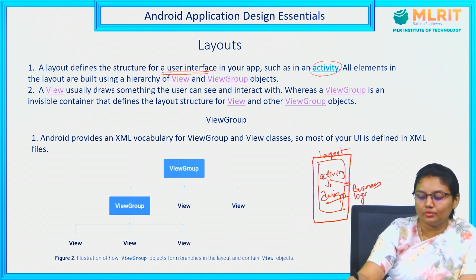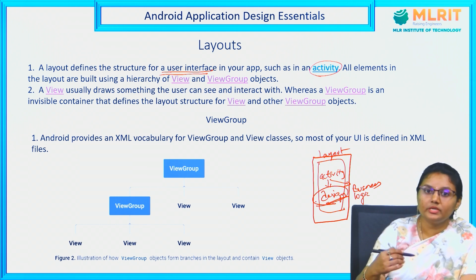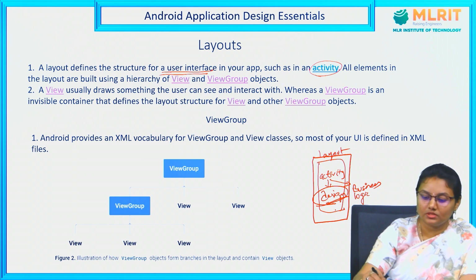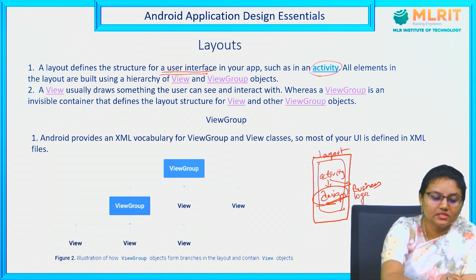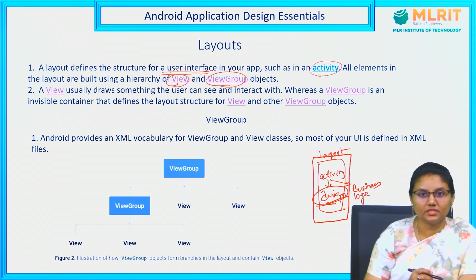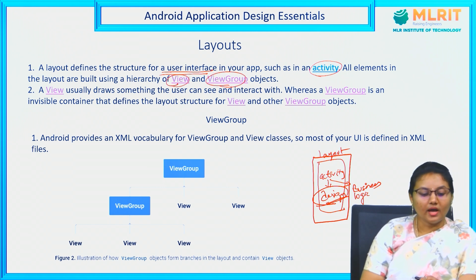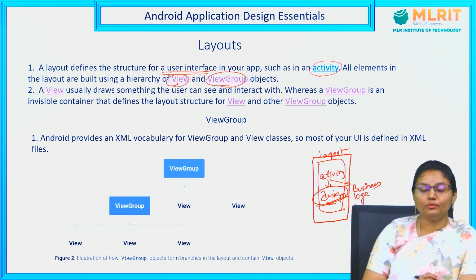So what are these two? Activity to design, where you want a front end, and what is to be done when something is clicked, so that is the business logic. So this is how your layout has to execute. All elements in the layout are built using a hierarchy of view and view group objects. So you have this using view and view group objects.